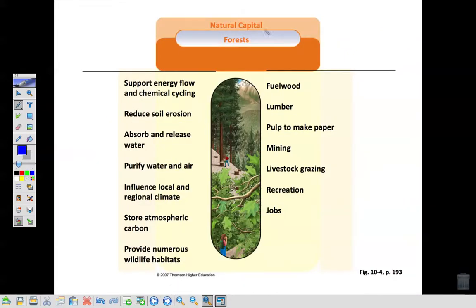So these are the services. So forests are one of those natural capitals. So these are the services that forests provide. And they're split up, like most things are, into two categories, right? This is the ecological, and this is the economic.